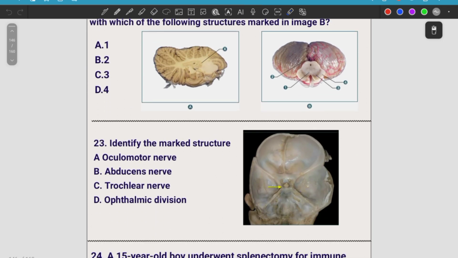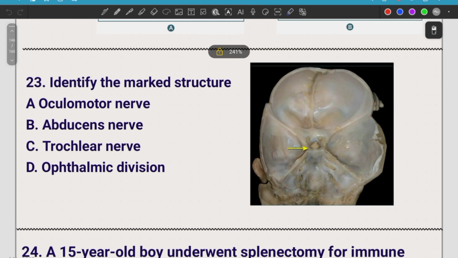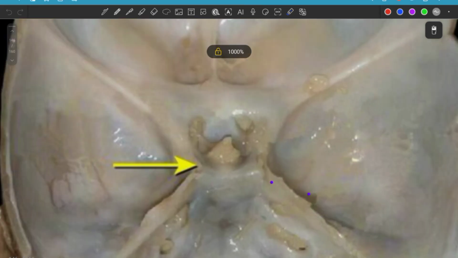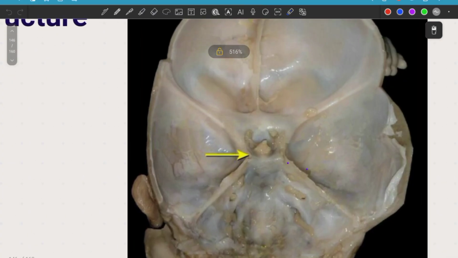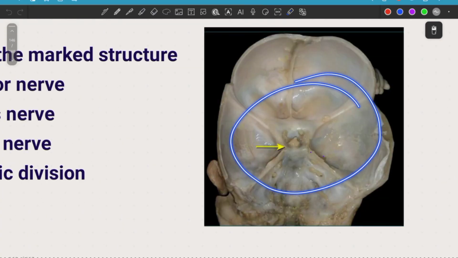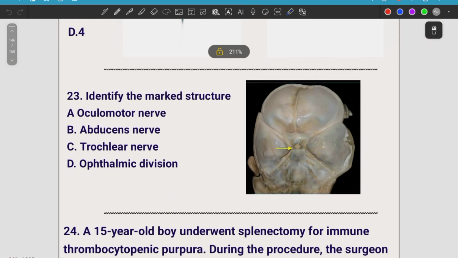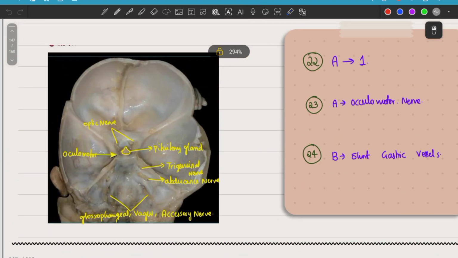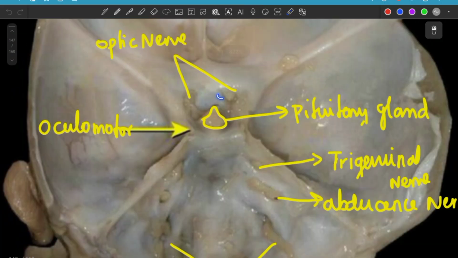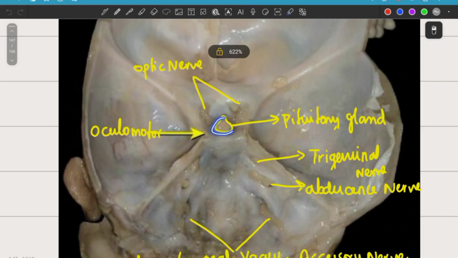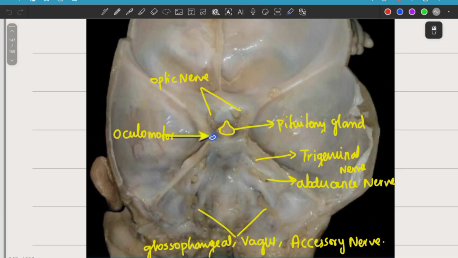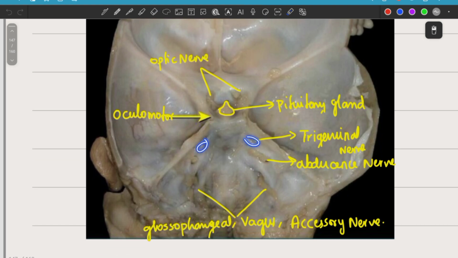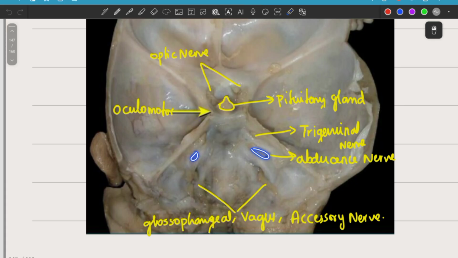Okay, so important question. Identify the structure. What is this? In exam, you can't zoom this much, okay? You can just see the cranial nerve piercing the dura mater. What is this? This is the oculomotor nerve. You can see here, this is the optic nerve. This is the pituitary gland. And here, oculomotor nerve. This is the trigeminal nerve and this is the abducent nerve.